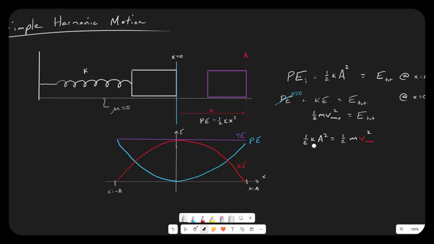K is a spring constant. That's something that I can measure. Mass I can measure. Amplitude, that's easy to measure. I can take a picture and measure that one. But measuring a speed, that's a little bit tougher. So let me solve for Vmax.